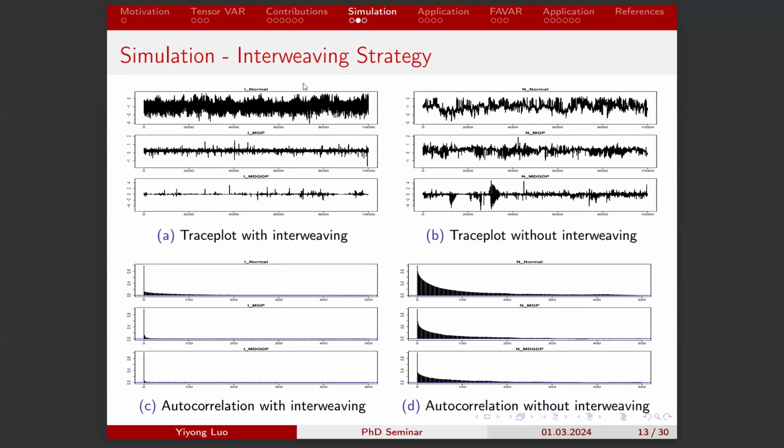We can also check the effect of the interweaving strategy. On the left panel, you have the trace plots and autocorrelation using interweaving. And on the right-hand side, you have the ones without interweaving. You can clearly see that the trace plots using interweaving have a much better mixing structure. And for the autocorrelation, if you take a look at this panel, the one without interweaving and using a normal prior, its autocorrelation will not decay after 200 lags, meaning that the autocorrelation is really high. So you can clearly see that the interweaving strategy is effective.